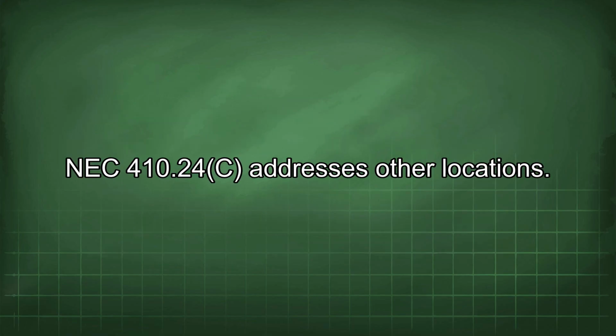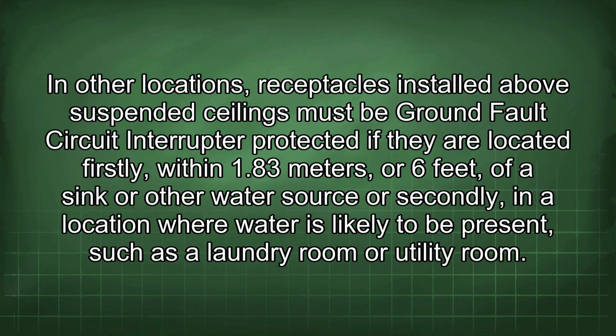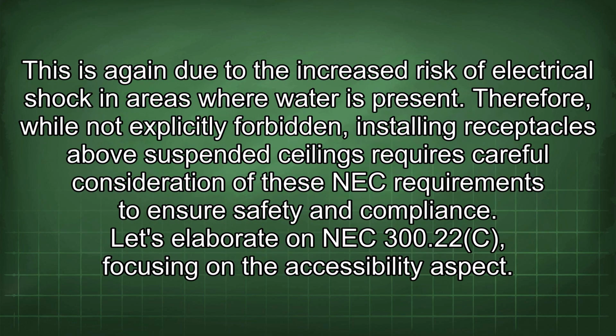NEC 410.24c addresses other locations. In other locations, receptacles installed above suspended ceilings must be ground fault circuit interrupter protected if they are located, firstly, within 1.83 meters or 6 feet of a sink or other water source, or secondly, in a location where water is likely to be present, such as a laundry room or a utility room. This is again due to the increased risk of electrical shock in areas where water is present.